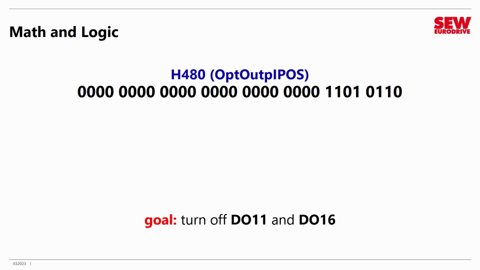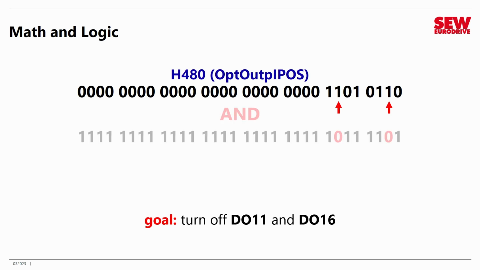Now let's say we want to do the opposite. Let's say we want to clear some bits, turn them off. We'll do some different bits. Let's do DO11 and DO16. These are the 2 bits of interest. You turn things off with an AND operation, and you put 0s where you want to turn the bits off and 1s everywhere else. So kind of an opposite thing you do.